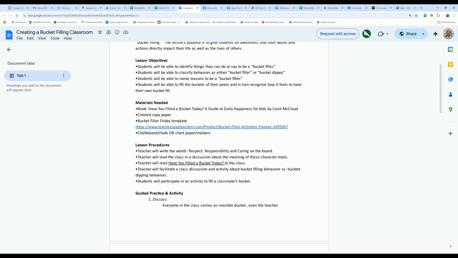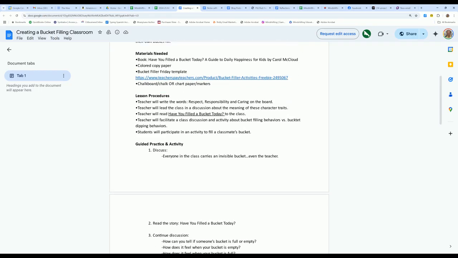Yep. So then just to get them the movement part of it, I would say, okay, scoot your chair out a little bit. If this is something a bucket dipper would do, sit down. If it's something a bucket filler would do, stand up. And so they got pumped with getting to do a little bit of movement.